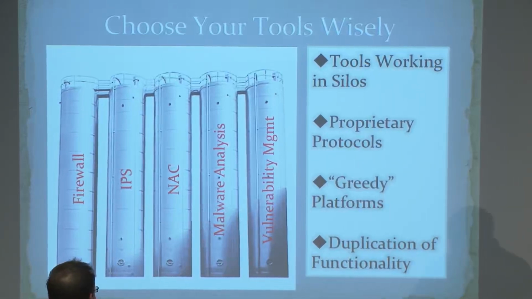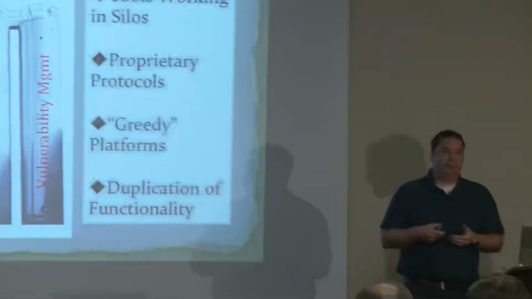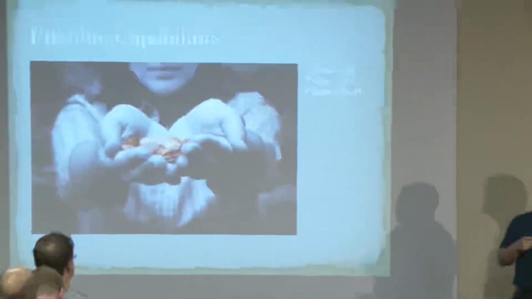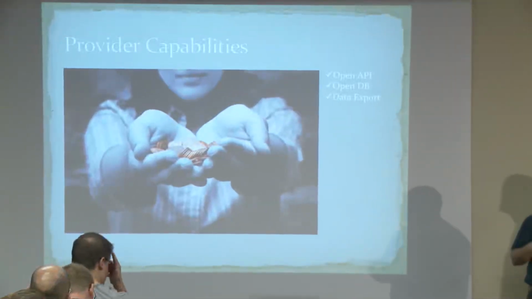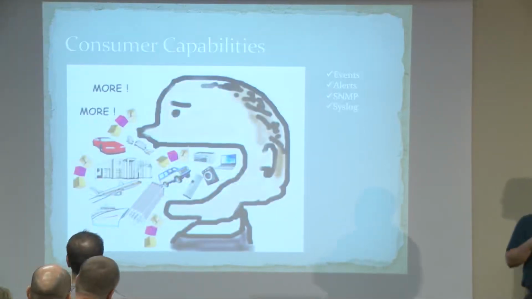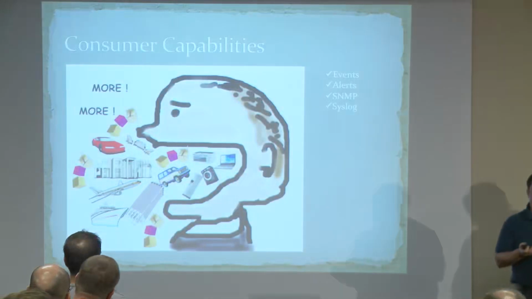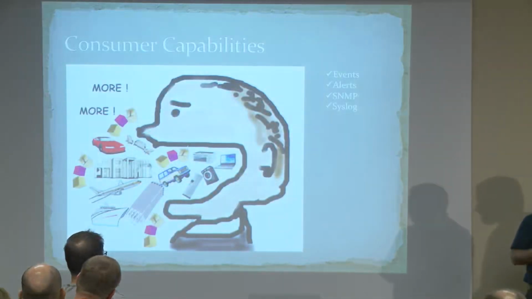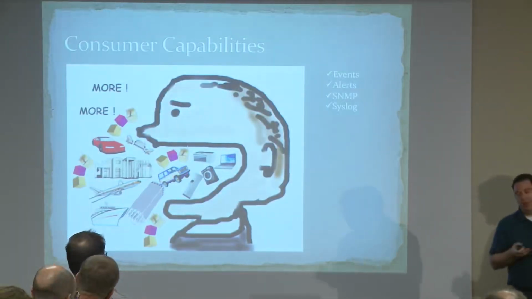I gave a talk a few years back about this called the magic of symbiotic security. In that talk, I broke this out in terms of providers. Providers were systems that like to give data, things with open APIs, open databases, the ability to export data out. And then I also talked about consumers. Consumers were able to consume that data, so they looked at events and alerts and SNMP and syslog and things like that.